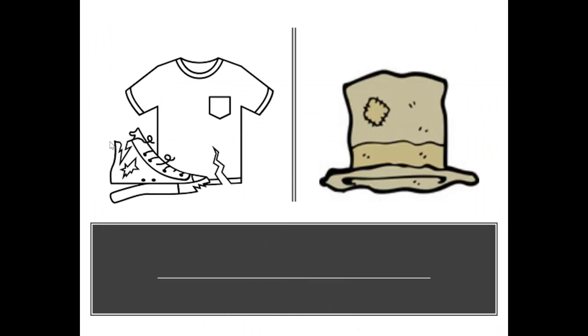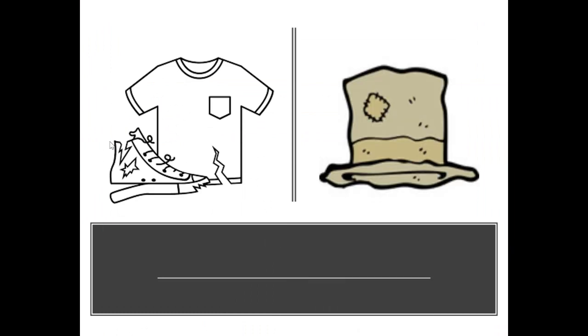So here's our first picture. What do you notice or see? So say, I notice or I see. Well, in the first picture, I notice an old pair of sneakers or shoes and a torn t-shirt. In the second picture, I notice a very old, tattered looking hat. So how are these pictures the same or similar? Why do you think I chose these 2 pictures to represent the vocabulary word?